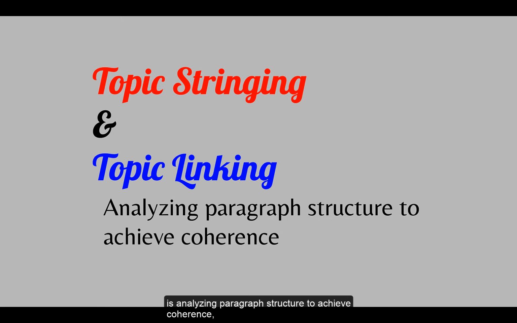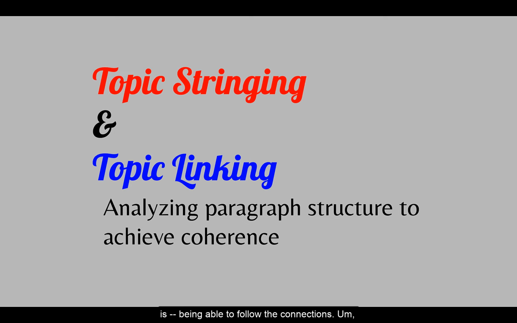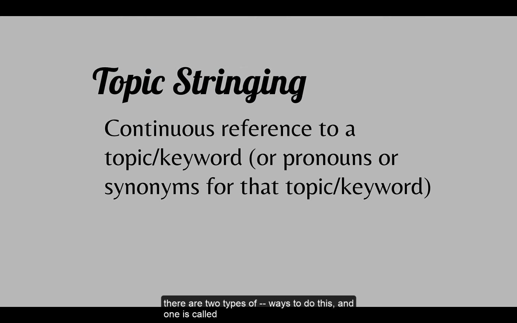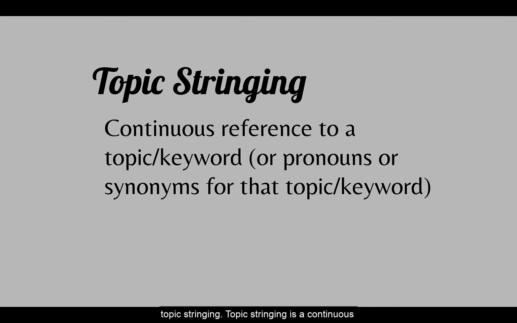This is analyzing paragraph structure to achieve coherence, which basically means looking at all of the sentences in a paragraph and seeing how they're connected so that we can follow them. And that's what coherence is, being able to follow the connections. There are two types of ways to do this, and one is called topic stringing.